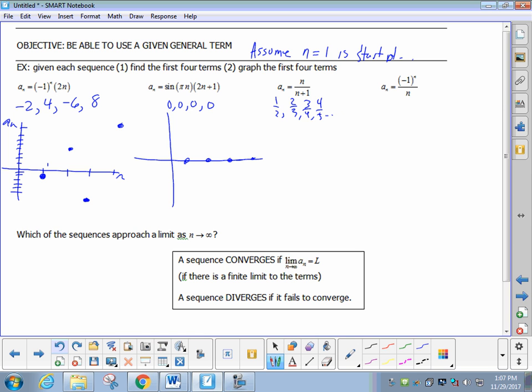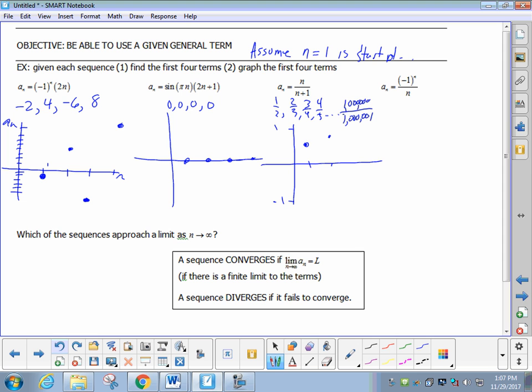What's the millionth term? 1 million over 1,000,001, which is doggone close to 1. 1 is half. Oh, I was thinking this one. Sorry, I was jumping ahead of myself.